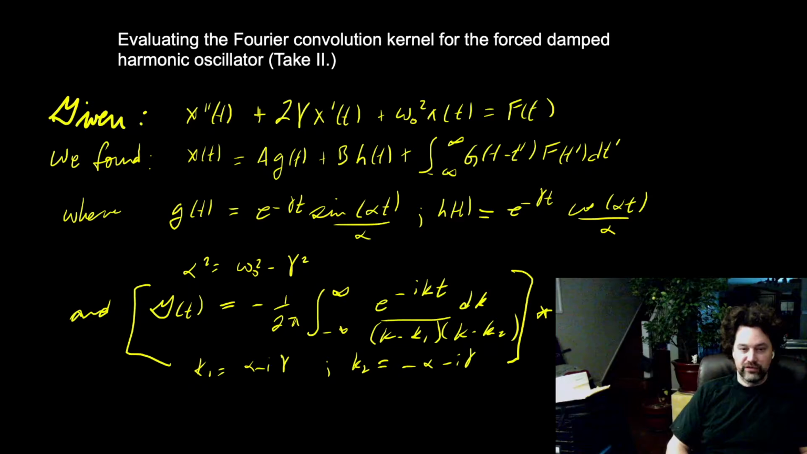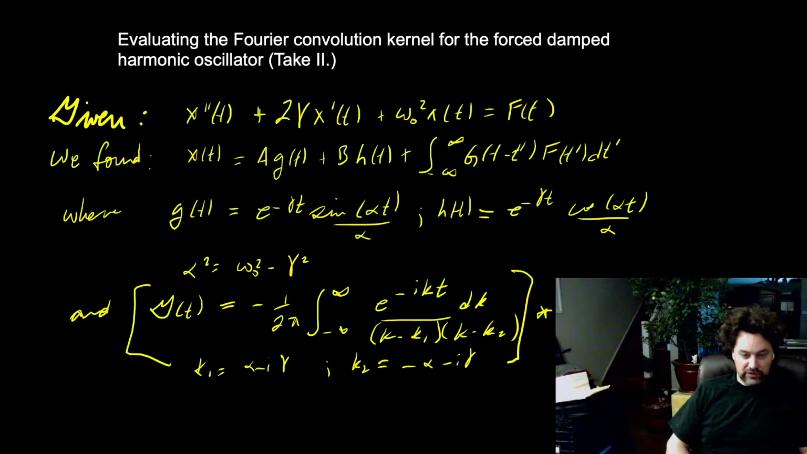The specific form of the homogeneous solutions that we found was a damping term, e to the minus gamma t, times the sine of alpha t, and e to the minus gamma t times the cosine of alpha t. An equivalent form would have been e to the minus gamma t times e to the plus or minus i alpha t. You could use whatever form is convenient for your particular boundary value conditions.